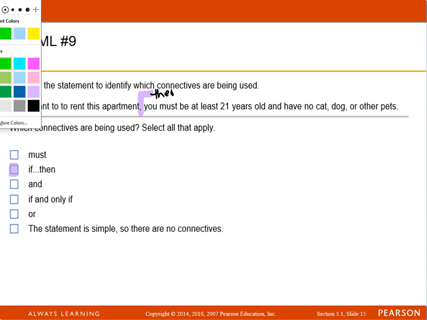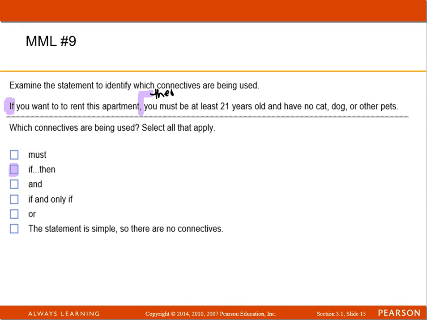And then do I see, I'm trying to remember what colors I used. I used green for an and. If you want to rent this apartment, you must be at least 21 years old and, so there's an and, so click on that one. Have no dog, cat, or, I think it was pink I used for or other pets. So there's an or. The word must, that's not even a connective. And I never saw an if and only if, and because I've bubbled on those 3, I'm definitely not going to be bubbling on that one. So that's number 9.